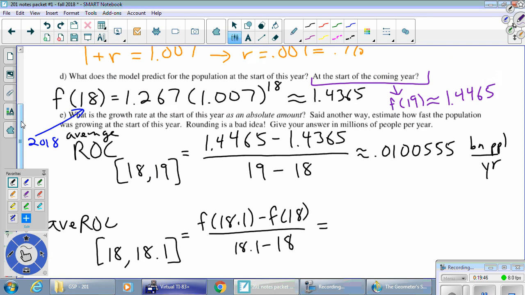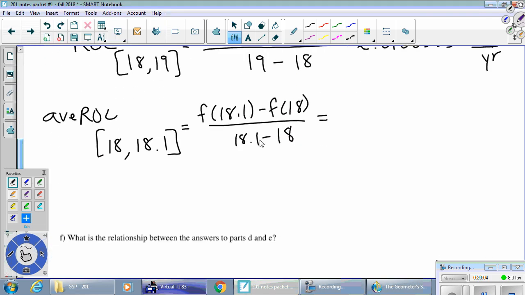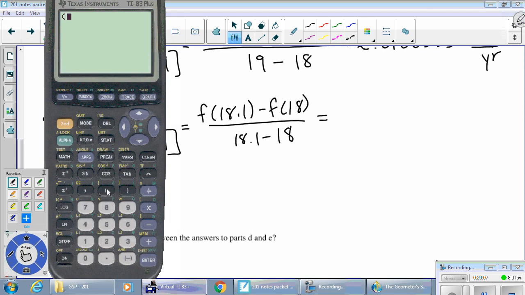I think that'd be the easiest thing to do. So where's our function? So 1.267 times 1.007 to the x. Great. And so then if I quit out of here, and then we just start typing this version of things, it should give it to us in one shot. Remember, we need extra parentheses here. So the function at 18.1 minus the function at 18, close the top parentheses, divided by, and then this is kind of silly, it's just 0.1, but I'll put 18.1 minus 18.